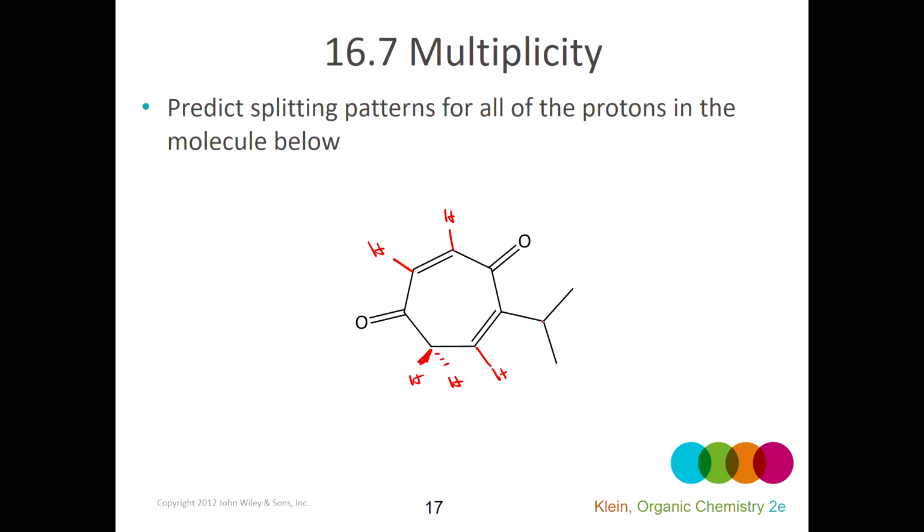Got one here, got one here, and then we've got a bunch on here and on here. So the first thing we want to do is determine which hydrogens are equivalent and how many signals there are, because we know equivalent hydrogens cannot split one another.